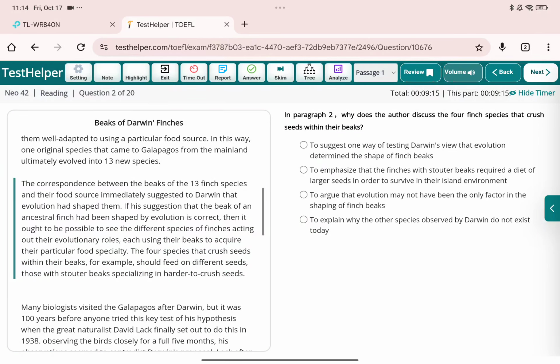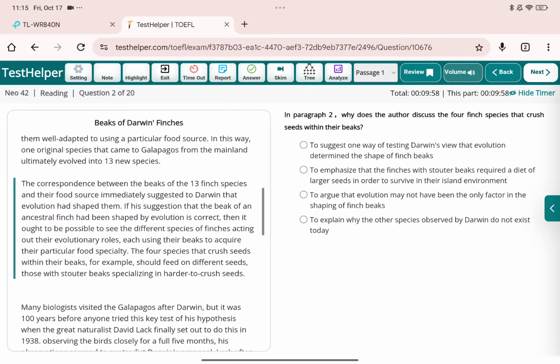Okay, so if we go with the options, option A: To suggest one way of testing Darwin's view that evolution determined the shape of finch beaks. I do not want to remove this one because it's very likely. Let's go with B: To emphasize that finches with stouter beaks required a diet of larger seeds in order to survive in their island environment. Option B is somewhat wrong. Why? Because the paragraph doesn't say required to survive, only that they should feed on harder seeds if Darwin's theory is right. That's why we eliminate option B.